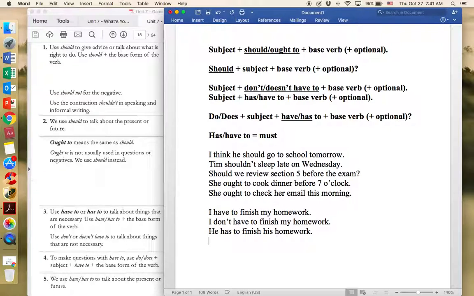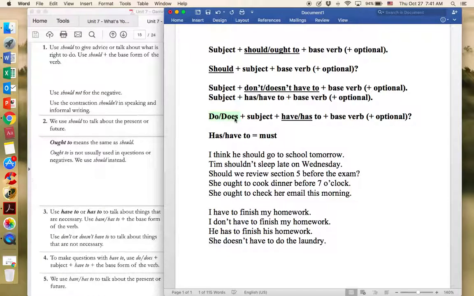But when we make it a negative in the third person, she doesn't have to do the laundry. Okay? We only need that one S. If you want to remember putting an S on the third person singular, then for the negative, we only need that one S. We don't need to have an S here, right? We've got our S here. She doesn't, and then base verb have to do the laundry.